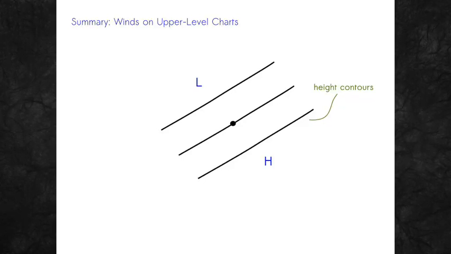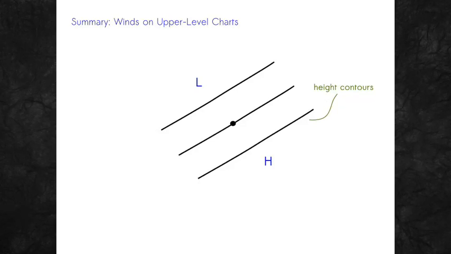Okay, so let's go through and review some of the concepts from last time relating how the forces and the winds are related. So let's start off at upper levels where we know that the friction is going to be small. So we're just dealing with two forces, our pressure gradient force and the Coriolis force.